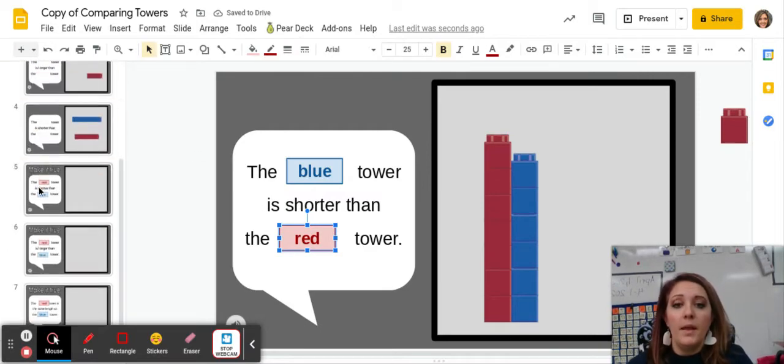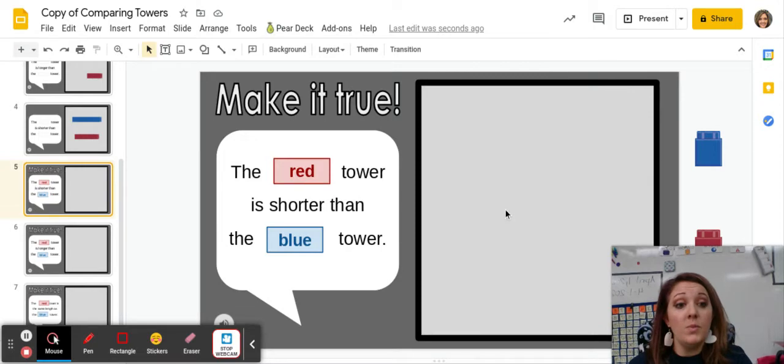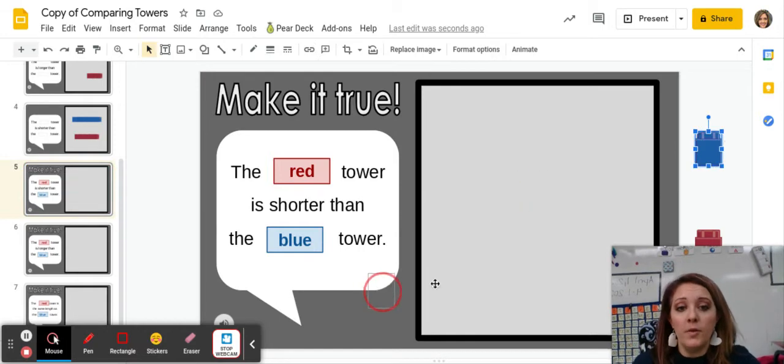Okay, now we're going to try some more. So this one, we have to create it. So this one, it gives us the sentence and it says, make it true. The red tower is shorter than the blue tower. So I'm going to use my blocks over here to make that sentence true.